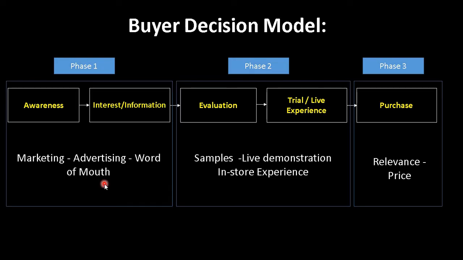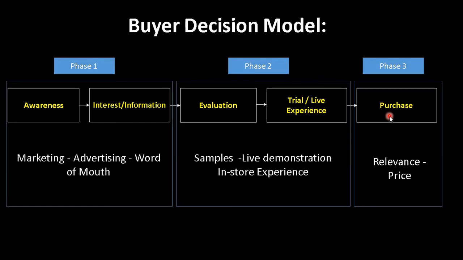Once the client has all the elements, he will move to a phase where he can evaluate the product before purchase. At this stage, we can do a lot of trials like live experiences, samples, live demonstrations, and as well a lot of in-store experiences. Once the buyers are convinced by your product, phase number 3 is the decision phase, where your product is relevant and the price is affordable and within the client's expectation.